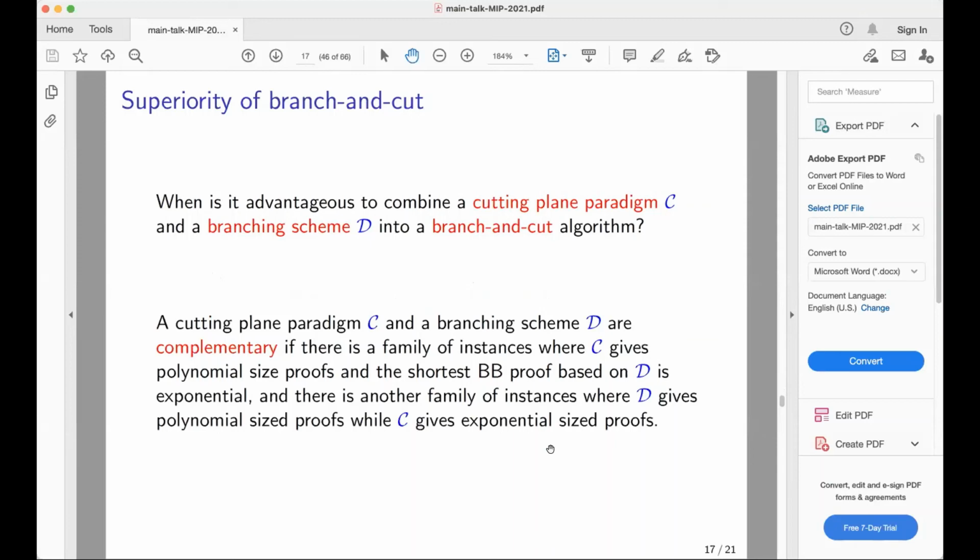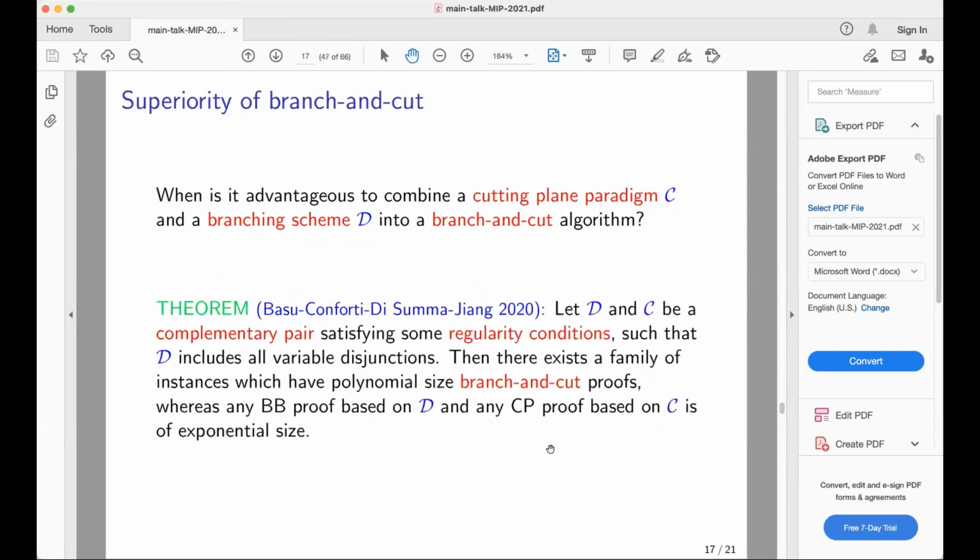So there's another family of instances where cutting planes take exponential time and branch and bound is polynomial. The theorem is very simple: if you have a complementary pair of branching scheme and cutting planes, under certain regularity conditions, which are satisfied for all branching schemes and cutting planes that I know of, so they're pretty mild, then you can show that there is a family of instances where branch and cut has polynomial size proofs, or it finishes in polynomial time.